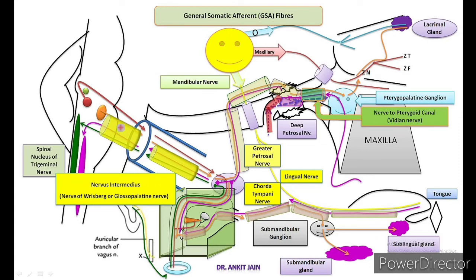The sensory root of the facial nerve lies between the motor root medially and the vestibulocochlear nerve laterally. That's why it is named nervus intermedius, which means intermediate nerve.